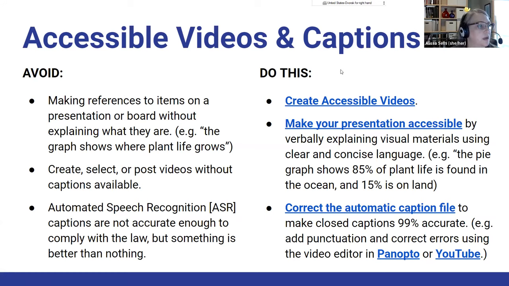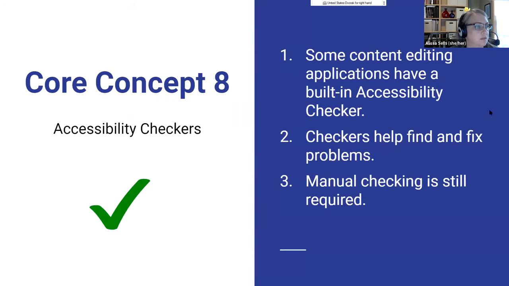All right. Let me just make sure that we can all see Core Concept 8 on the screen now. Perfect. Thank you. So this is going to be the wrap up of the core concepts, and then I think we're going to take a break right after this. So let me just talk about this real quick. Core Concept 8 is about using the accessibility checker in whatever content authoring platform that you're in.